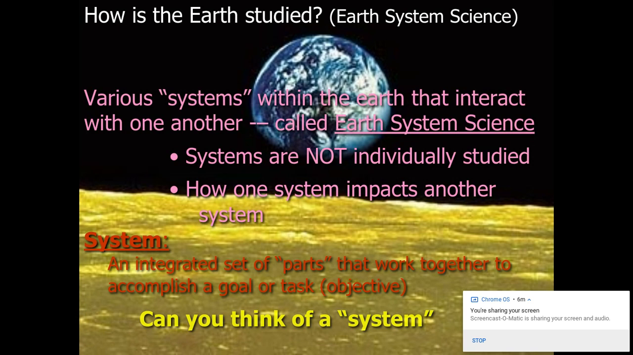And again, this view of Earth and the vastness of space kind of gives rise to how one system can react with another system. So systems are not individually studied. And certainly as you read your Earth science textbook, and as we talk about processes throughout the semester, we'll be referring to the fact that one system impacts another type of system. And really it boils down to that saying that we said earlier, that what happens in Earth stays in Earth. So again, this is an Earth system type science.